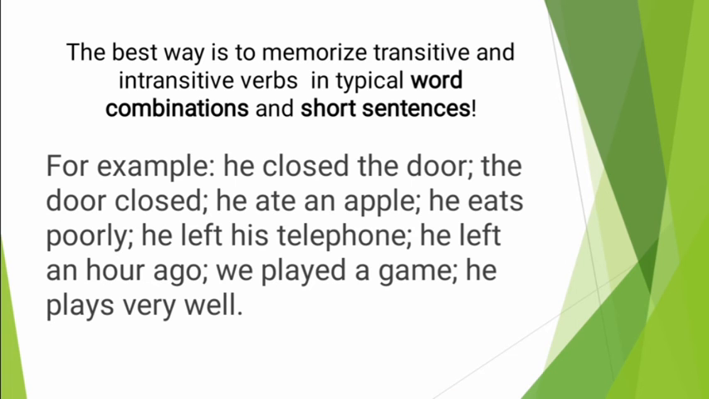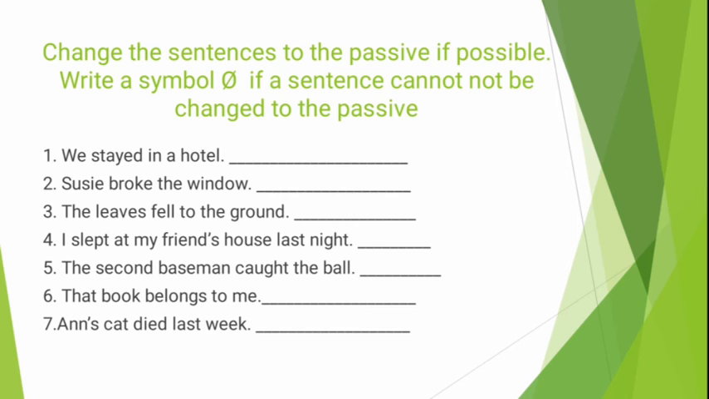And in the next slide, you can learn how to memorize transitive and intransitive verbs. The best way is to learn word combinations and short sentences. For example, he closed the door, the door closed. He ate an apple, he eats poorly. He left his telephone, he left an hour ago. We played a game, he plays very well. You can look here and try to understand, and you have to learn by heart some word combinations and short sentences. This strategy is very helpful for remembering.